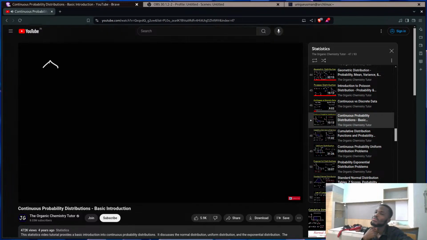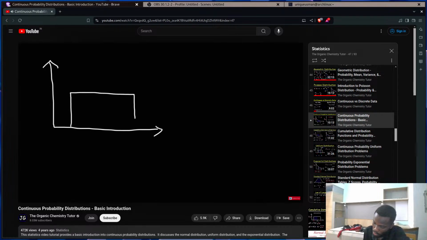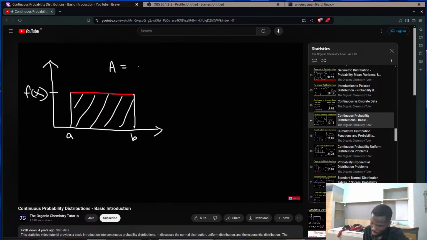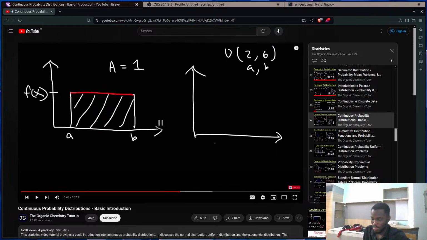Now, we briefly talked about the shape of a normal distribution. There are some other continuous probability distributions you need to be familiar with. The next one is the uniform distribution. The uniform distribution has a constant f of x value, as you can see, and it ranges from a to b. Now, the area of the curve under the uniform distribution, or basically the area of the rectangle, is going to be 1. So let's say we have a uniform distribution from, let's say, 2 to 6. So a is 2, b is 6.